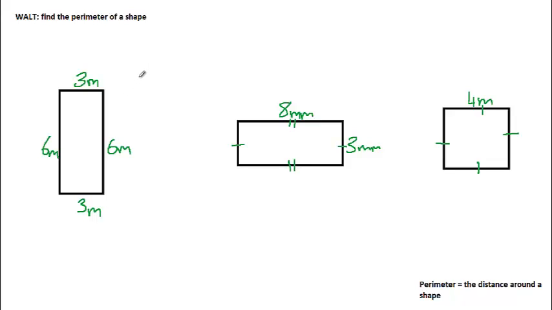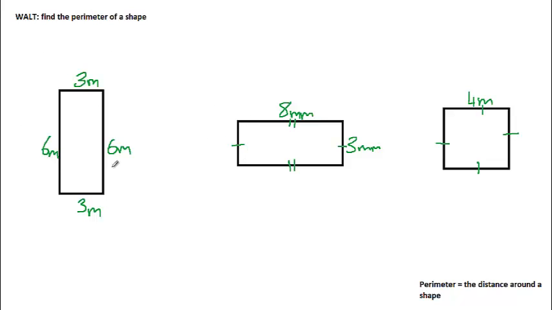Okay, so we want to find the perimeter of a shape, and we need to remember that the perimeter is the distance around a shape. So if we're looking at the shape in the center here, we want to find out the distance going from there right down the side, along the bottom, and back up again.